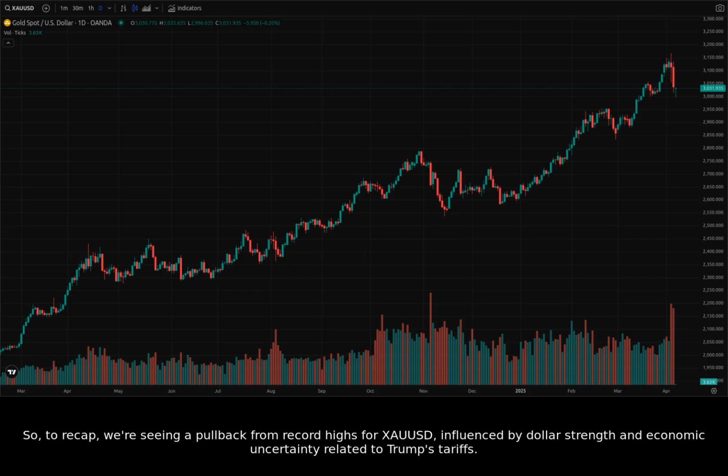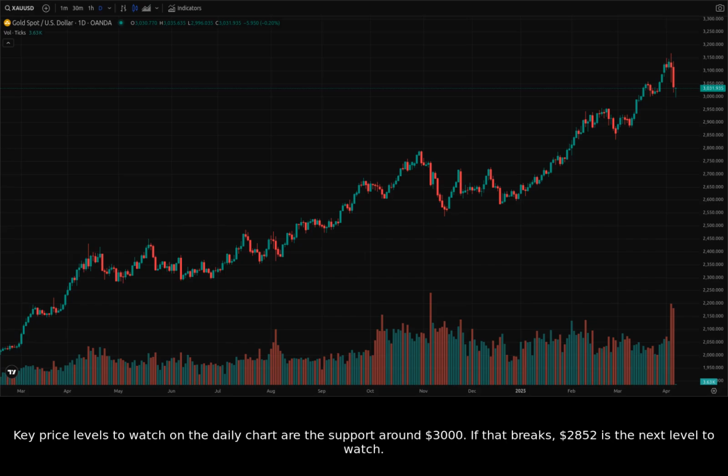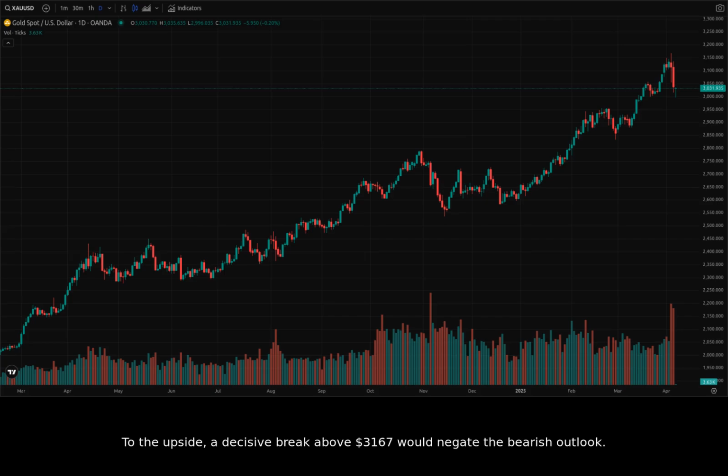So, to recap, we're seeing a pullback from record highs for XAUUSD, influenced by dollar strength and economic uncertainty related to Trump's tariffs. Key price levels to watch on the daily chart are the support around $3,000. If that breaks, $2,852 is the next level to watch. To the upside, a decisive break above $3,167 would negate the bearish outlook.